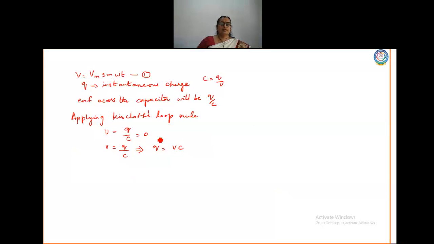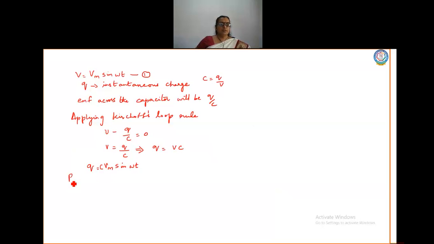I know the value of V is V is equal to Vm sin omega t, which is nothing but the instantaneous voltage. So substitute here in this equation. Now Q becomes, instead of V I substitute Vm sin omega t, and bring C to this side. So the equation is Q is equal to C into Vm sin omega t.